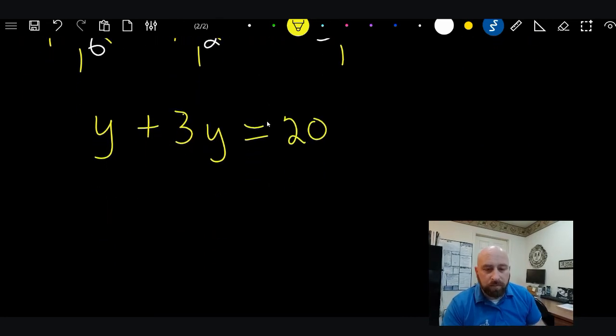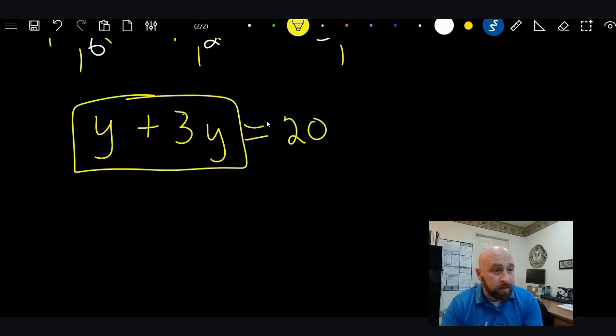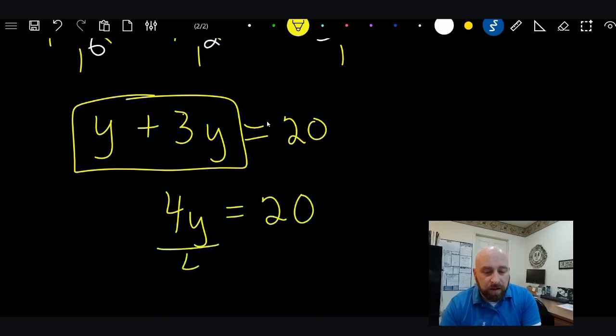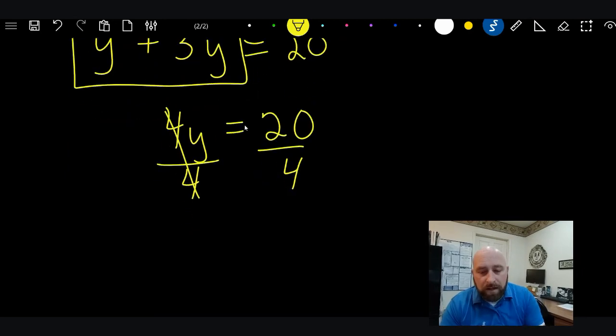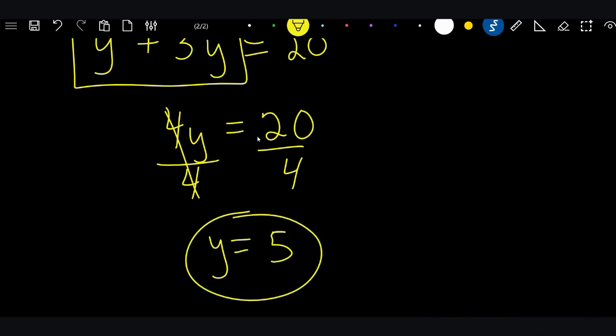All right, and so now we would do what we can do. We can combine those like terms. Remember your steps of solving your equations. Do what you can do. We're going to have 4y equals 20. Divide both sides by 4, and we get y equals 5.